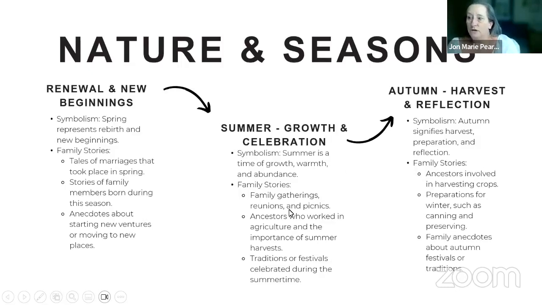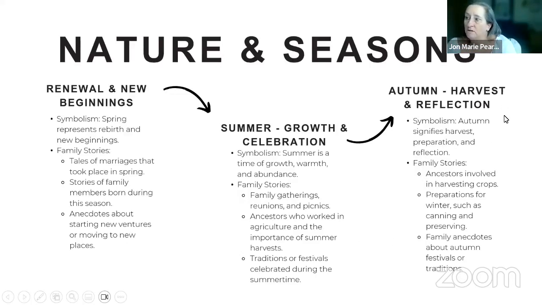Family gatherings, reunions, picnics, ancestors who worked in the agricultural fields, because a lot of those would do planting in the spring. And then also the important one is summer harvest. So did your ancestor participate in the harvest? Traditions and festivals were also celebrated in the summertime. And so looking at some of those, you can find in newspapers and then add more context to it as you're writing your ancestor's story.